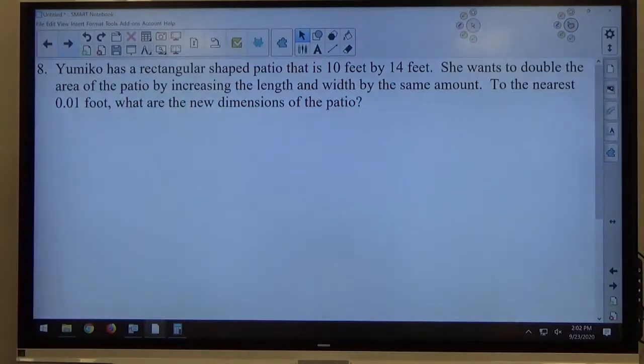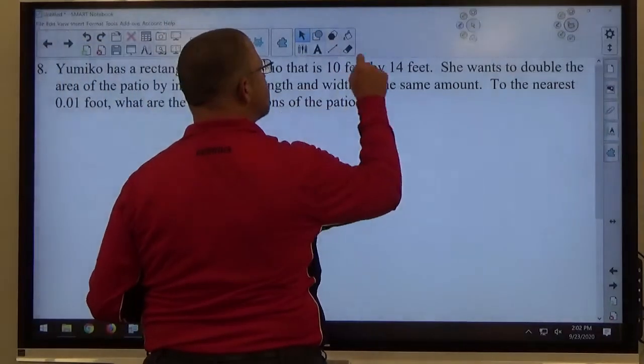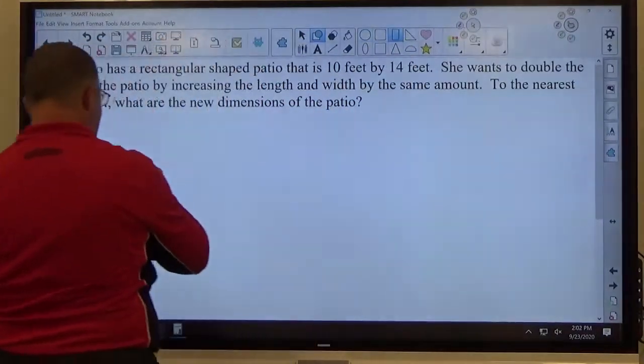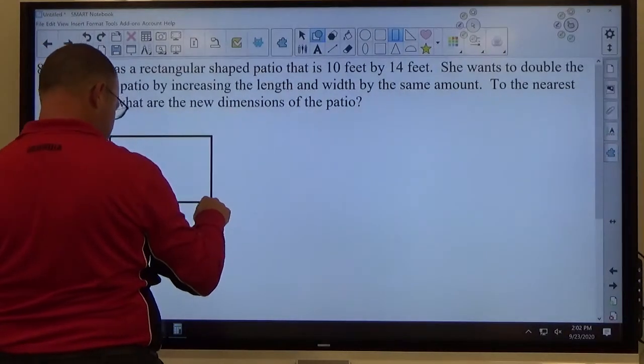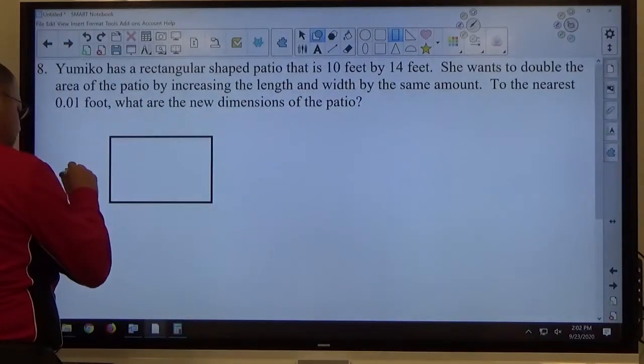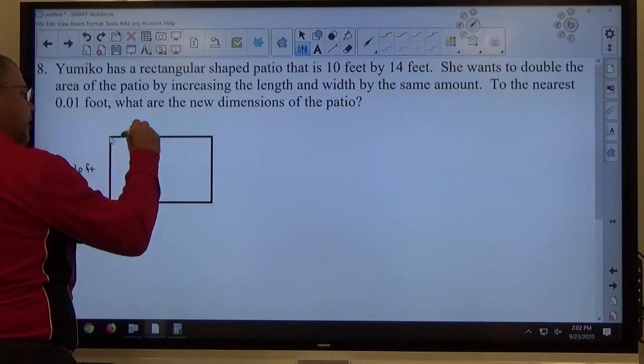Number 8 on your study guide: Yumiko has a rectangular shaped patio that's 10 feet by 14 feet. So her current patio, I'm going to draw a rectangle representing her patio. There it is. It is 10 feet by 14 feet.